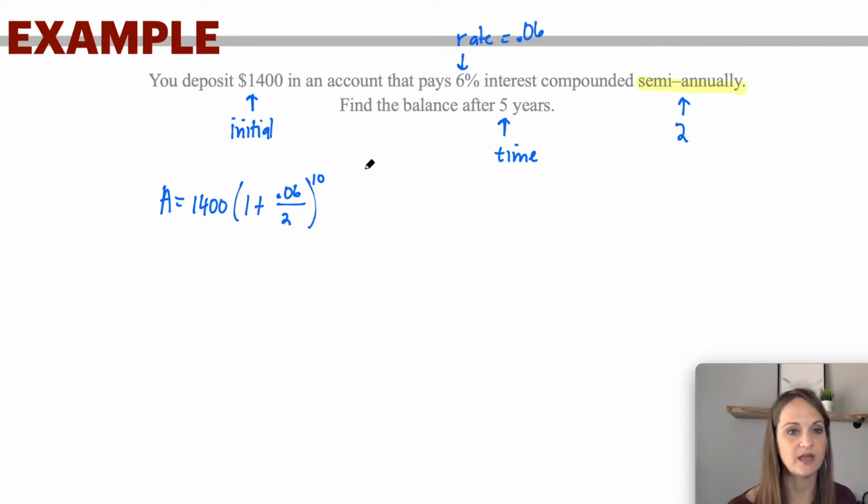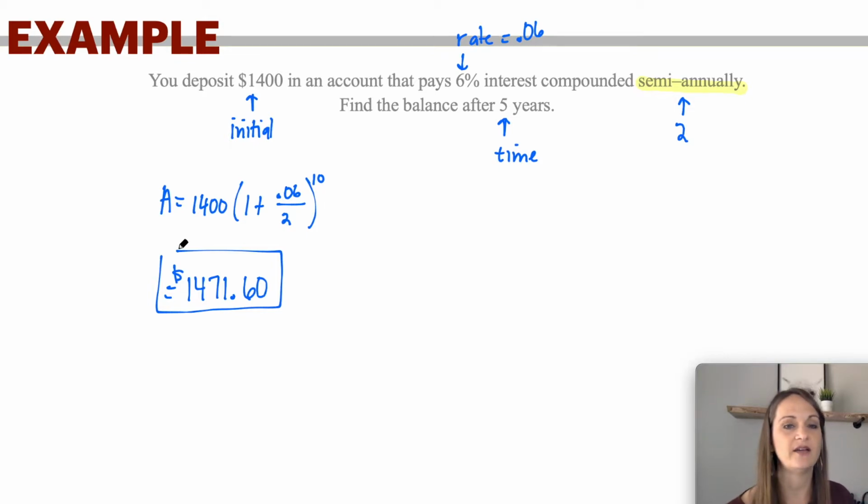And so if you type that whole thing in the calculator, you will get $1,471.60 for how much you will have in your account 5 years later.